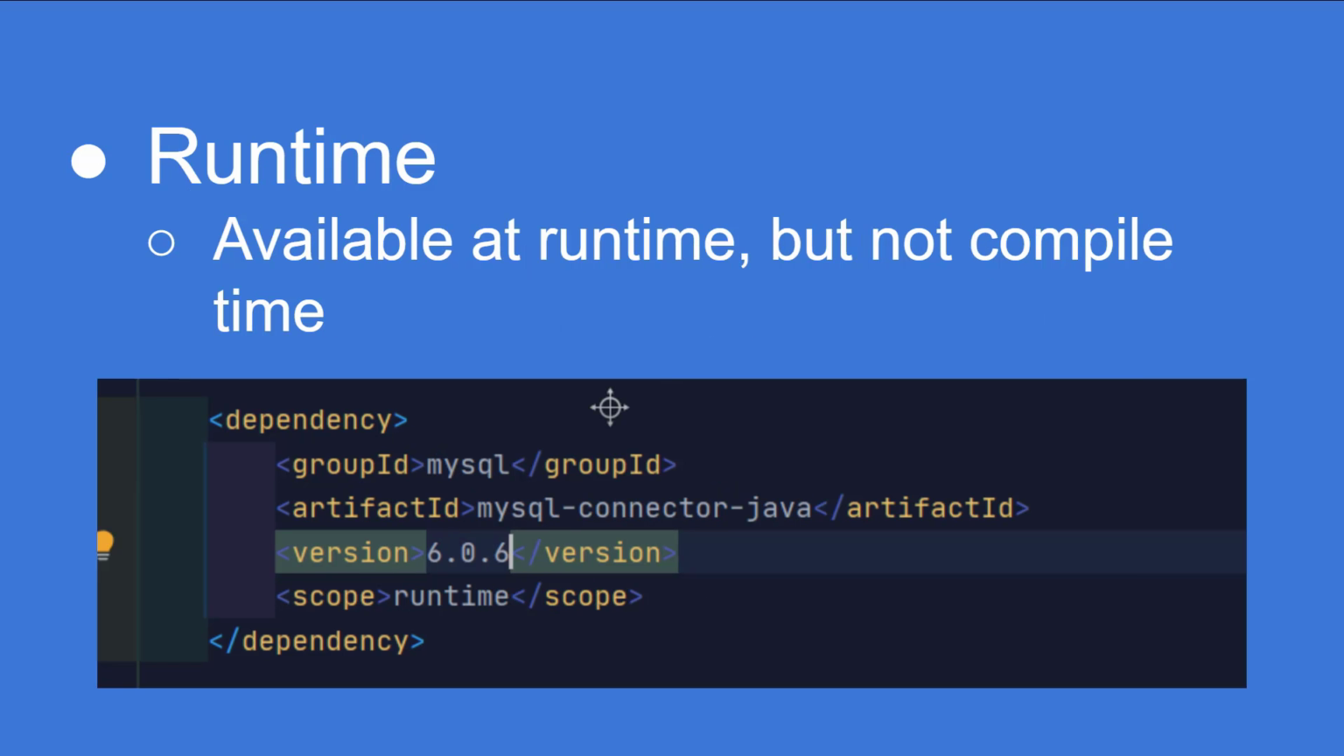Next, we have the runtime scope. As the name suggests, the dependencies marked with runtime scope are available only at runtime but not at compile time. A good example in this case is the MySQL JDBC connector dependency. By marking this dependency as runtime, you can make sure that we don't use the MySQL JDBC classes in our code instead of the standard JDBC API.